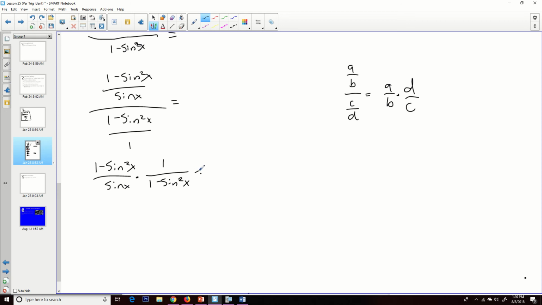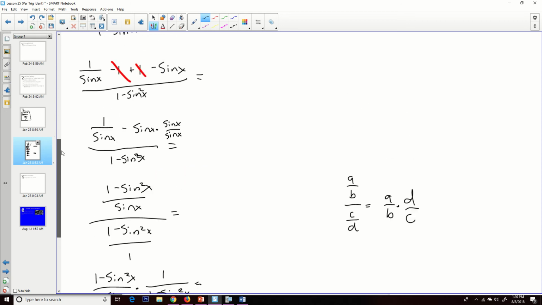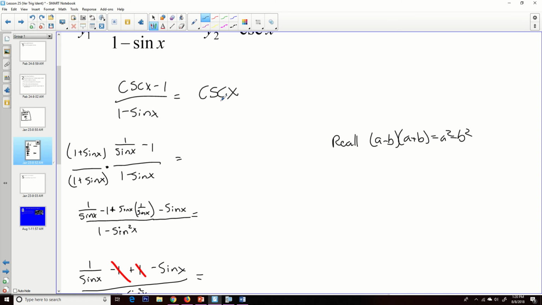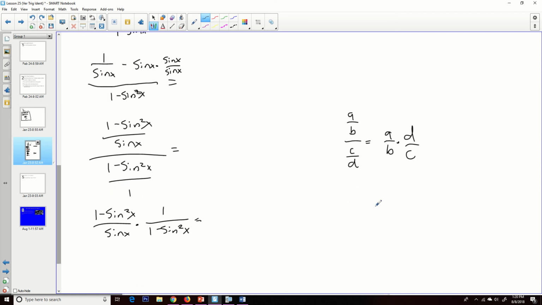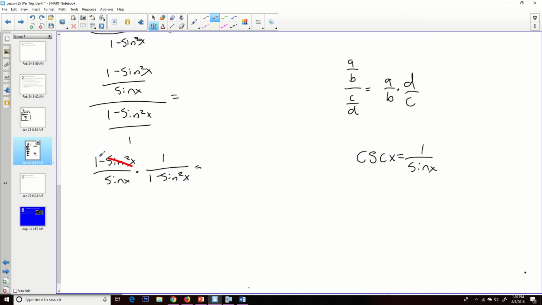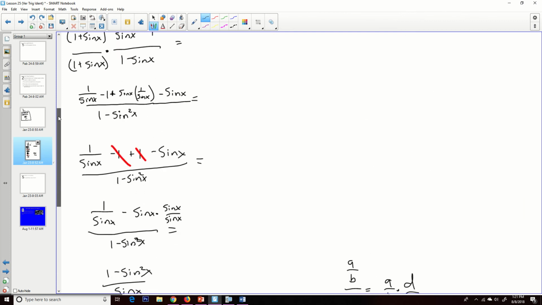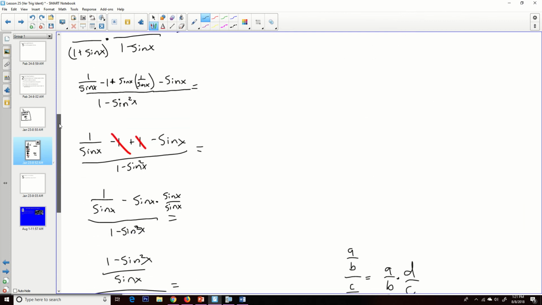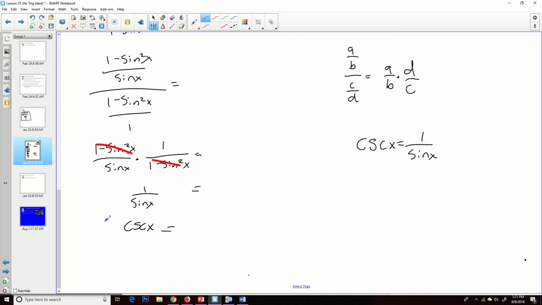Now, at this point, we've done a couple steps. Remember the goal. We're trying to get cosecant x. And remember, cosecant x is equal to 1 over sine x. Well, the good news is these two cancel, leaving me with 1 over sine x, which is cosecant x. So we did a lot of things there, and there are a number of steps, but all of those, at least in this particular proof, are required for us to get the correct answer.